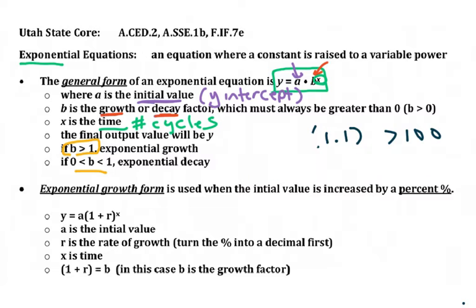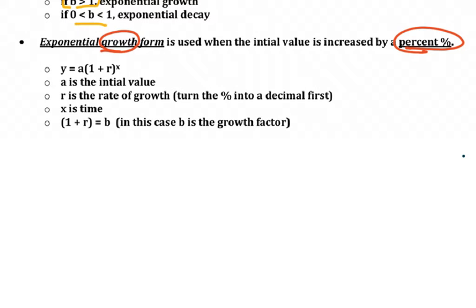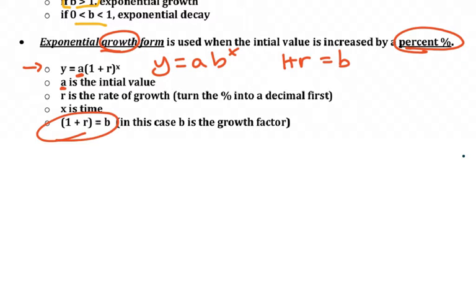All right, now when we have specifically growth, when the initial value is increased by a percentage, so we're going to say that something is growing by 3% or something like that, we have this way to write it. a is still our initial value, so if you say y equals a times b to the x, this is still our a. 1 plus r is equal to b. That's actually what that says right down there. So 1 plus r is going to be my growth factor. The thing about growth is it's getting bigger, and that's why the plus sign. r is the rate of growth, and you're always going to turn your percents into decimals.